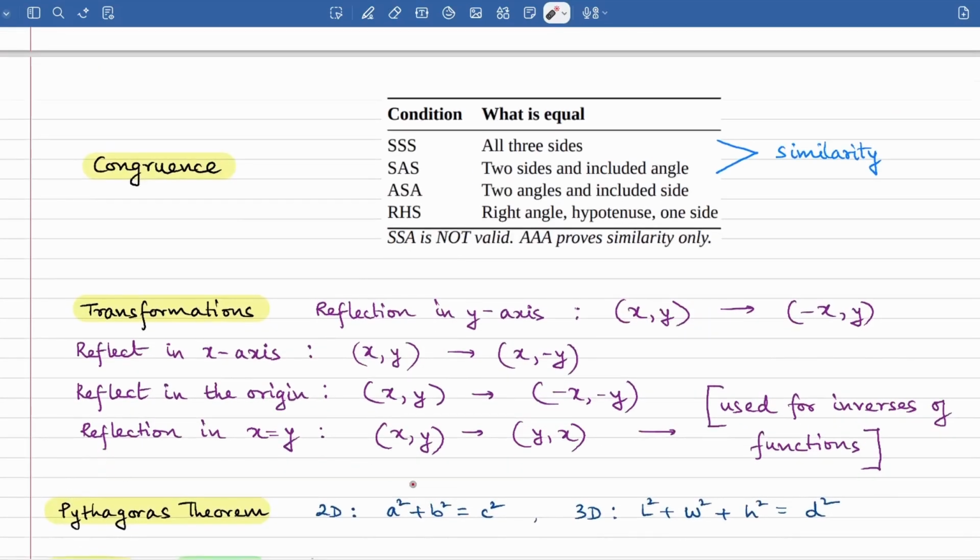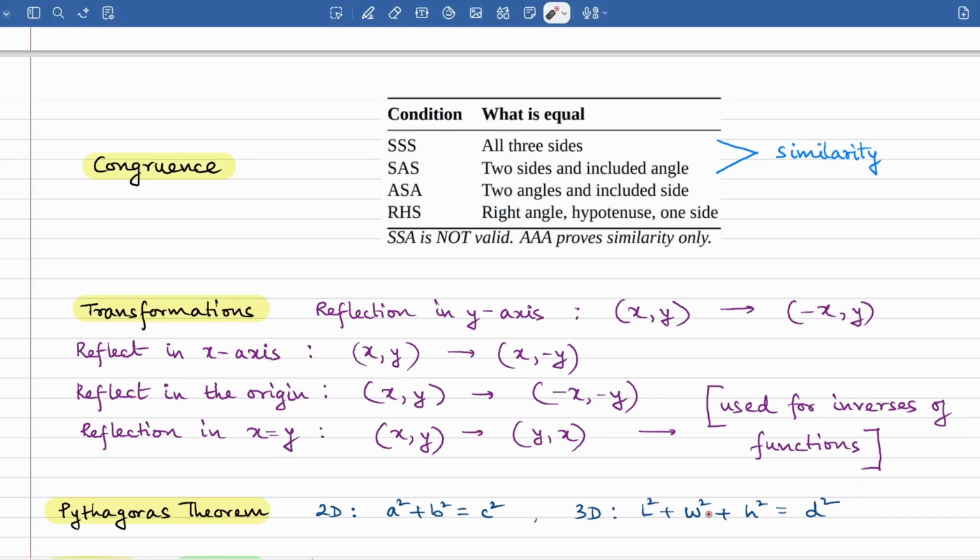Pythagoras theorem in two dimensions. In two dimensions, it is said that for a right angle triangle, base square plus side square is equal to hypotenuse square. In three dimensions, this can be extended as well. You will get length square plus width square plus height square is equal to diagonal square. Now this will be the space diagonal. There are two types of diagonals in cuboids. One is a face diagonal and the other is a space diagonal.